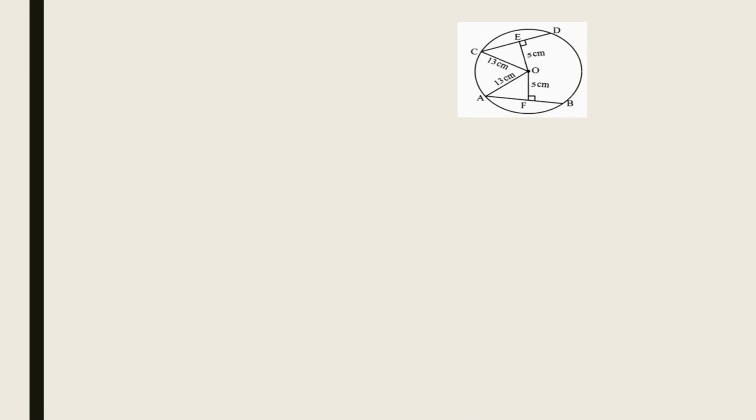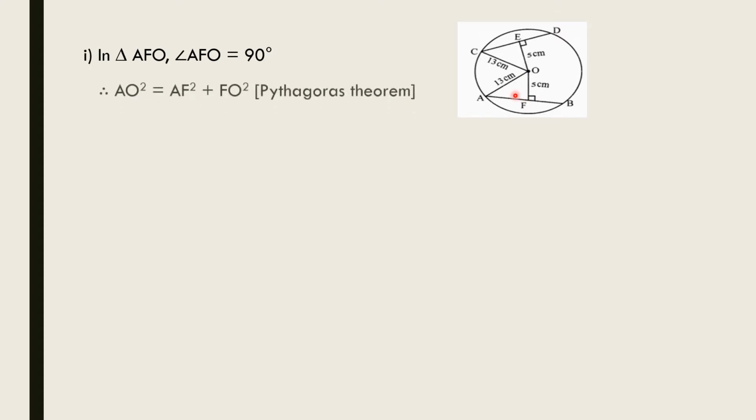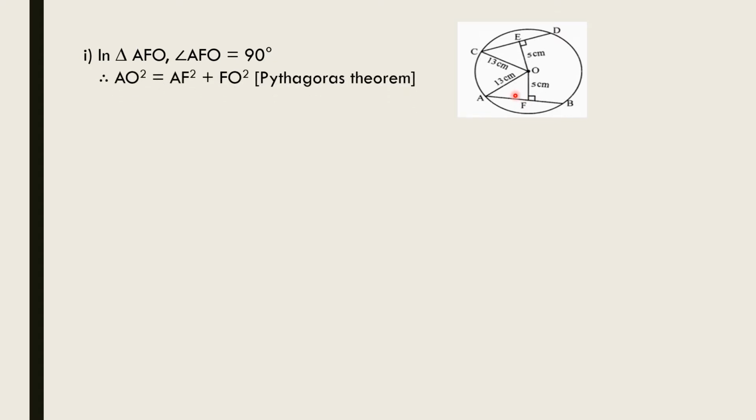In triangle AFO, angle AFO is equal to 90 degrees. That is, triangle AFO is a right angle triangle. Therefore, by the Pythagoras theorem, OA square is equal to AF square plus FO square. That is, 13 square is equal to AF square plus 5 square, and 13 square is 169, so 169 is equal to AF square plus 25.